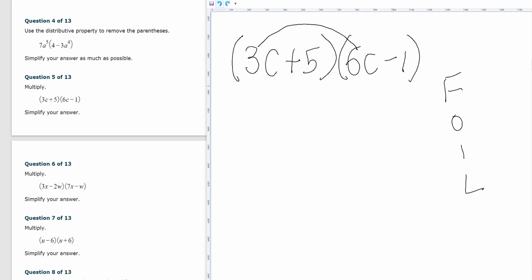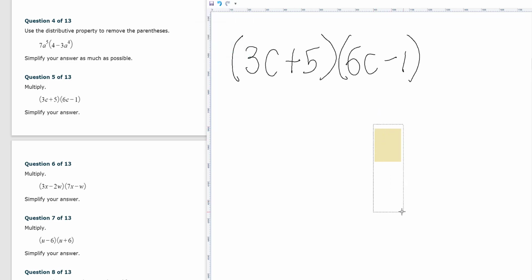So instead of the FOIL rule, let's use the distributive property twice on this. All I need to do, and let me just make a little graphic here that we can use to help us. All right. So here's what I'm going to do.